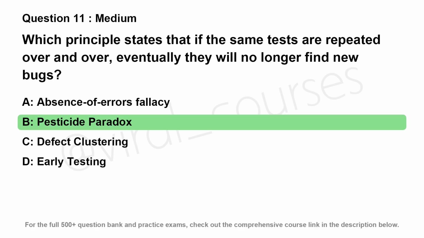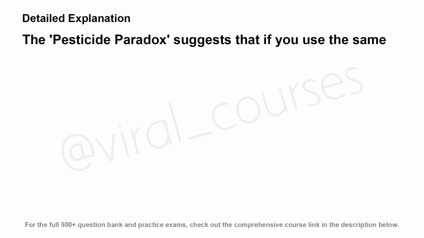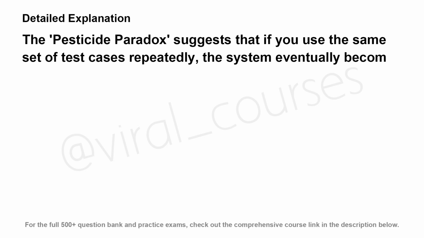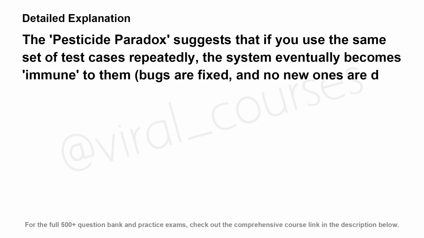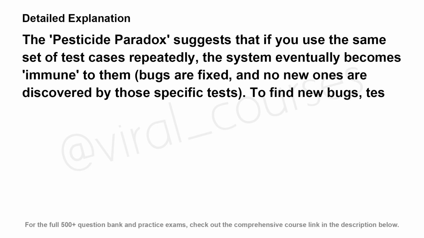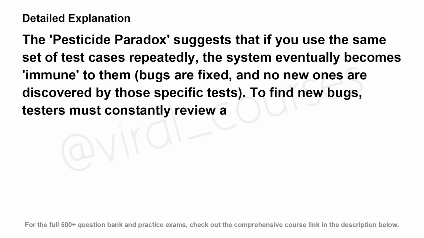The correct answer is B. The pesticide paradox suggests that if you use the same set of test cases repeatedly, the system eventually becomes immune to them. Bugs are fixed, and no new ones are discovered by those specific tests. To find new bugs, testers must constantly review and update their test cases.